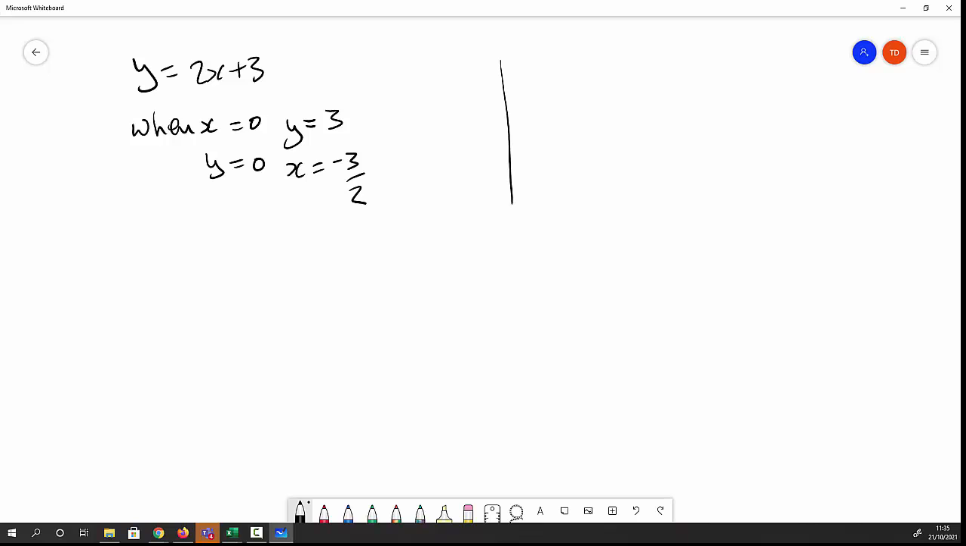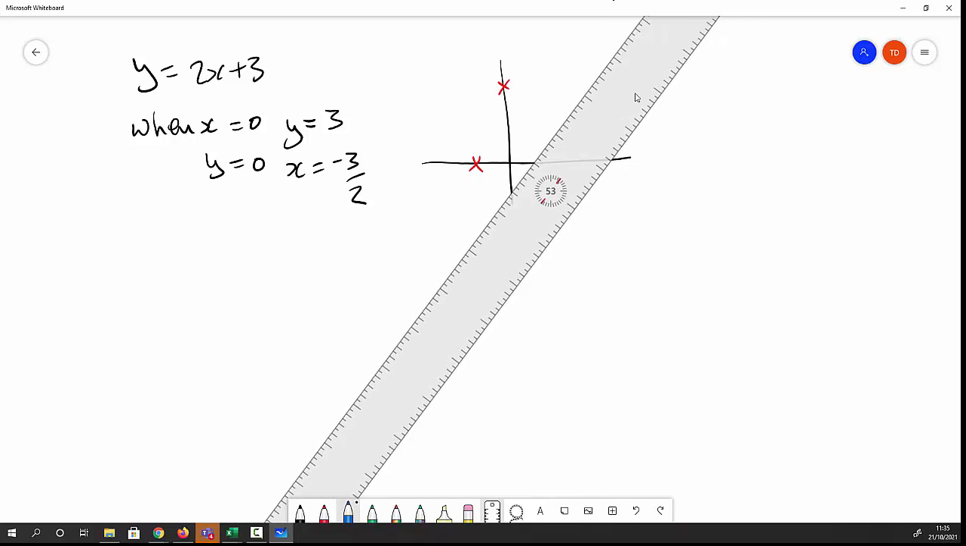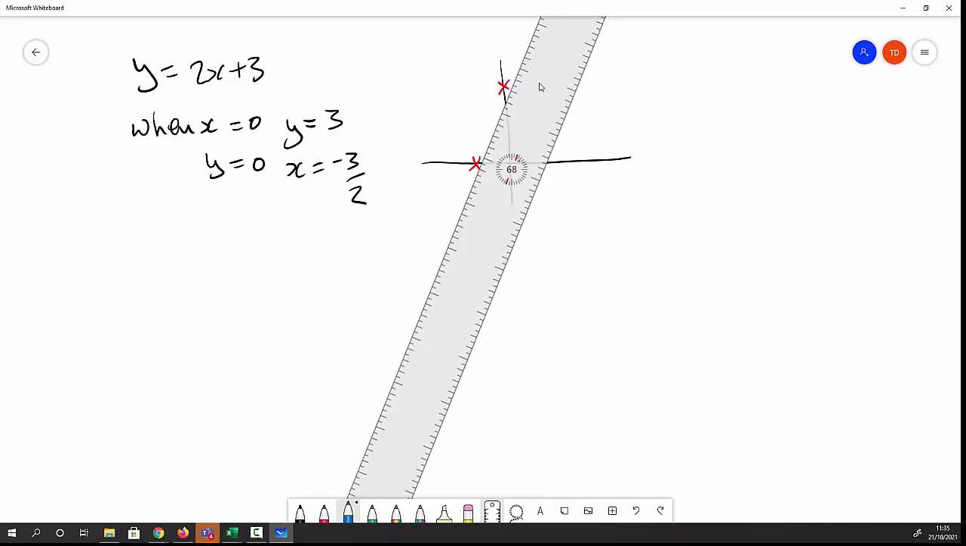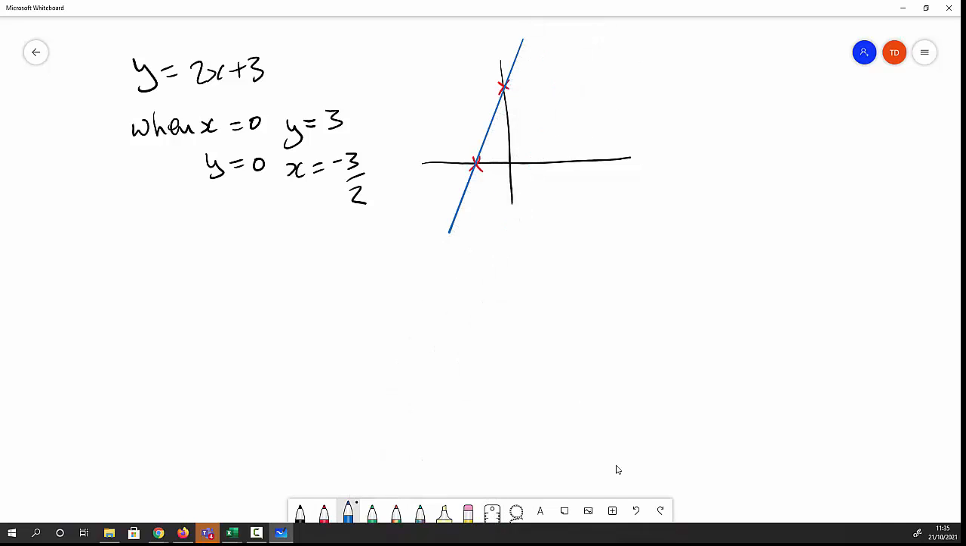So if I were to graph that, when x is 0, y is 3, so I'm going to get a point up here somewhere, and when y is 0, x is equal to minus 3 over 2, so that's going to be, I don't know, somewhere like that. And then I can put a ruler on. How close am I? Okay, that's not so bad. And that's what the graph should look like.